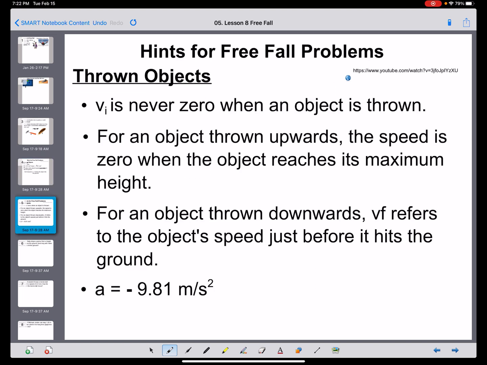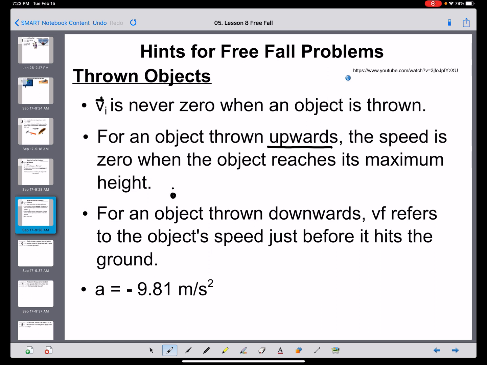And then we have thrown objects. If you have an object that's thrown, whether it's thrown up in the air or thrown down towards the ground, in both of those cases, VI is never 0. When you throw the object, you're giving it some initial speed with your hand. If you throw an object up in the air, the speed will be 0 when the object reaches its maximum height.